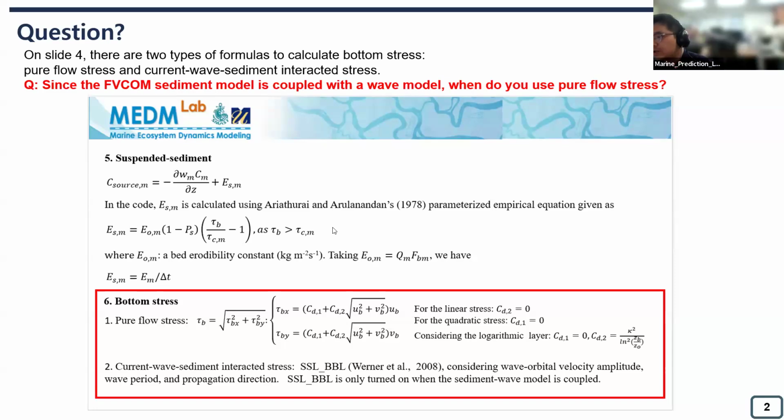So my other question is here. The bottom stress calculation has two types: pure flow stress and current-wave-sediment interaction stress. But I know that the FVCOM sediment model is coupled with the wave model, so I think the current-wave interaction is very good for this equation. Why is the pure flow bottom stress needed? I don't understand that.